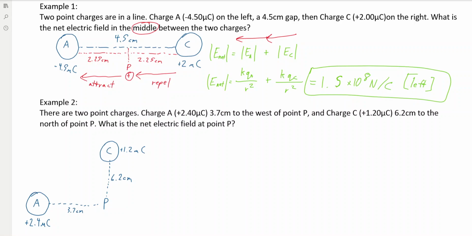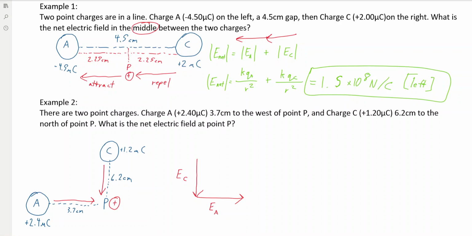Now, what we have to remember is if this is an electric field, we always pretend like it's a positive point. If it's a positive point, these are repelling. Both of them are repelling. Now they're not always both doing the same thing. In this example, they're both positive, so they're both repelling, so they're both pushing this way. So from point P, we have a force this way. Not a force, an electric field this way, and we have an electric field this way. So this is EA, the electric field from A, and this is EC, the electric field from C.